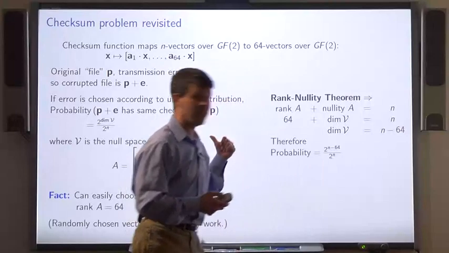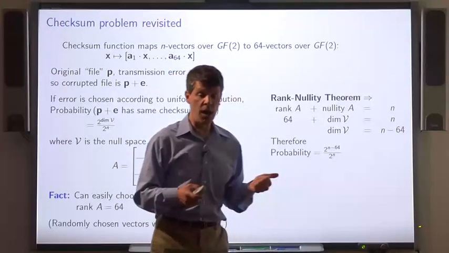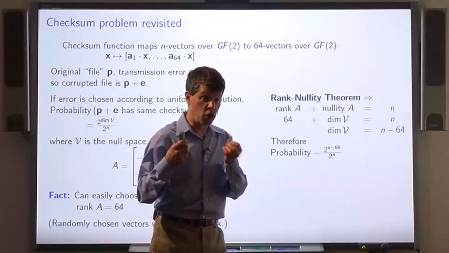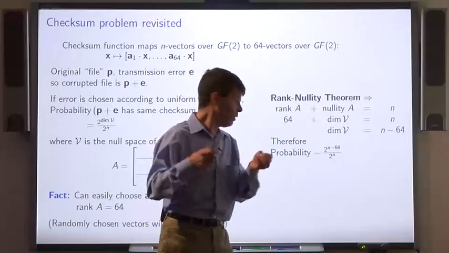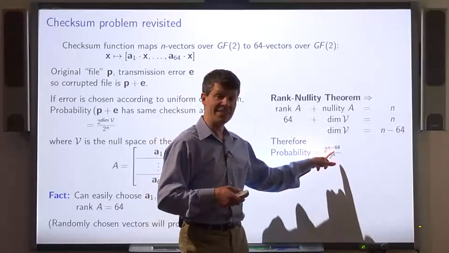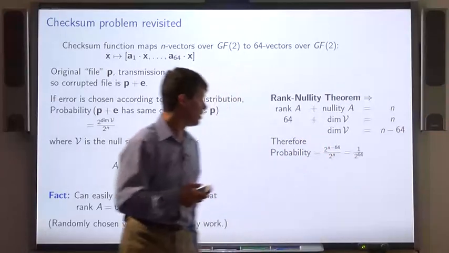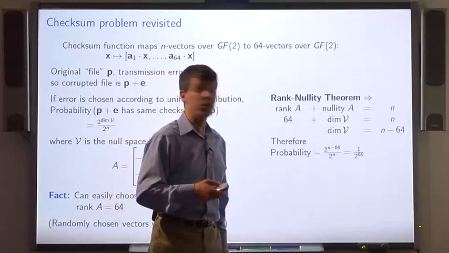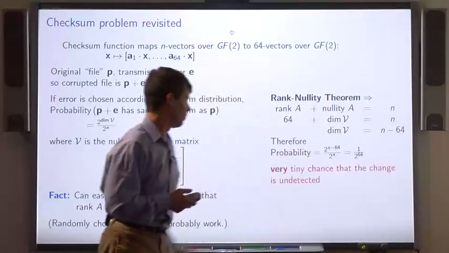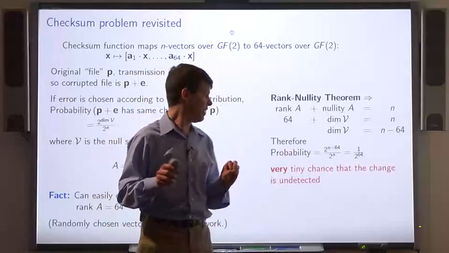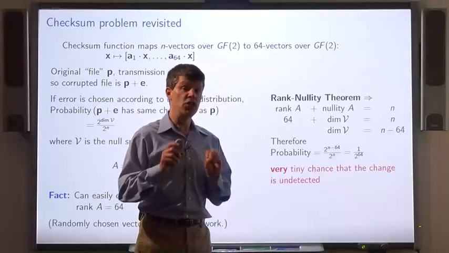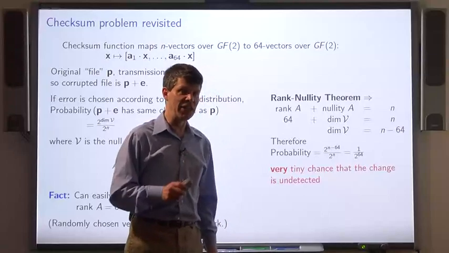Plugging that into our formula, we get that the probability that the corrupted file has the same checksum as the original file is 2 to the n minus 64 divided by 2 to the n, which is 1 over 2 to the 64, a tiny, tiny number. So there's a very tiny chance that a random change will go undetected by the checksum function.